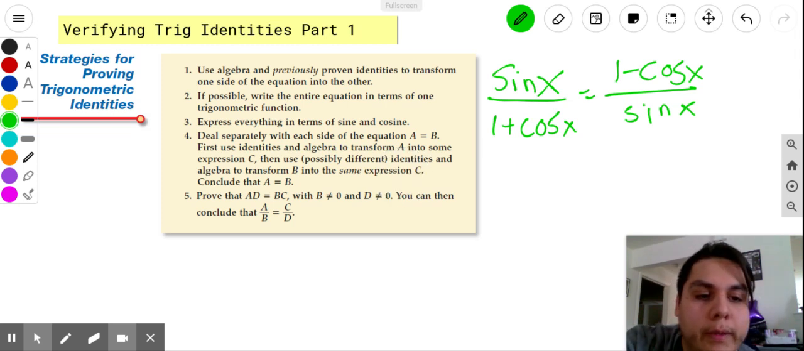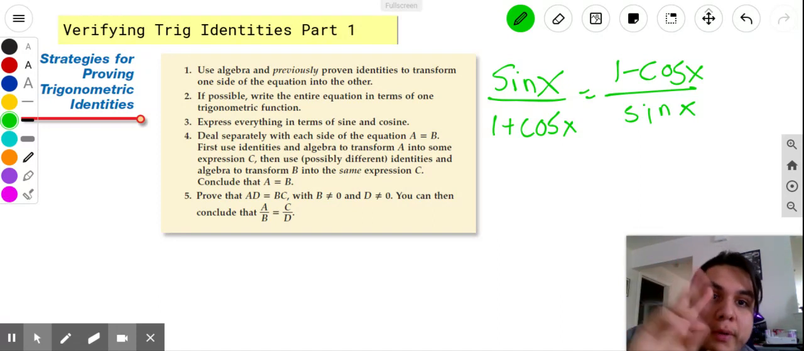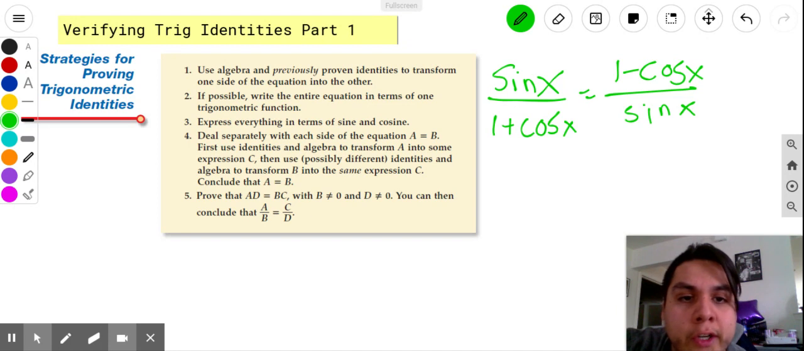All right. So we're gonna keep working through some trig identities just to verify them. If we had to change the title, this should be part two. So we're starting off with the problem: sine of x divided by 1 plus cosine of x should equal 1 minus cosine of x divided by sine of x.